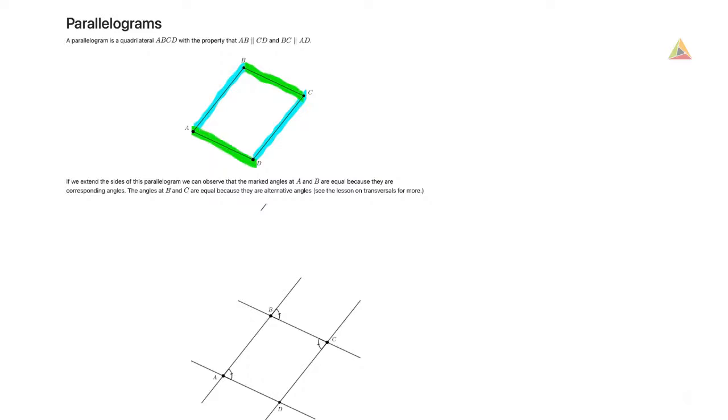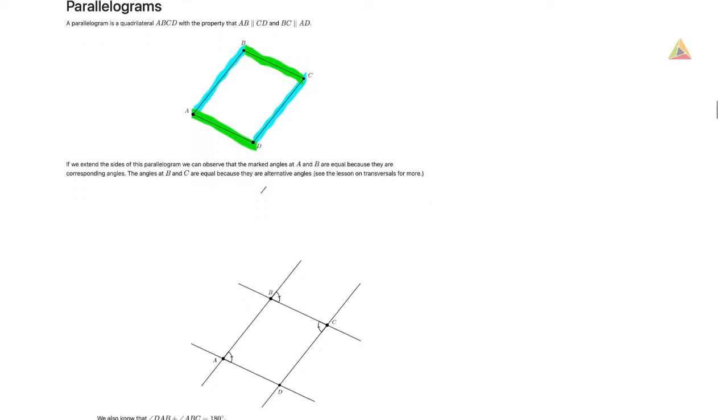So I've highlighted the 2 green are parallel and the 2 blue are parallel as well. If we extend the sides of this parallelogram, we can observe that the marked angles A and B are equal because they are corresponding angles. The angles at B and C are equal because they are alternate angles. See the lesson on transversals for more.